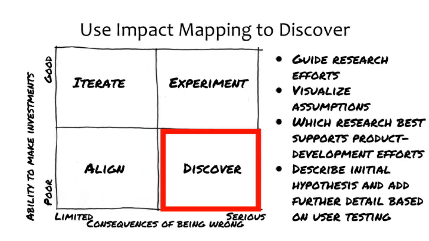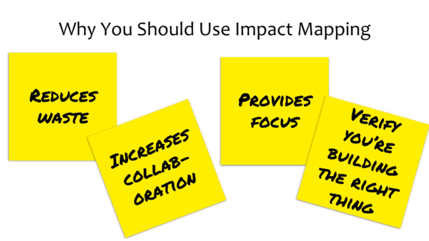Your initial impact map will describe your initial hypothesis, and you will add further details as you conduct user studies and user testing. Teams in this context will do well to focus on product discovery and validate impact for users before committing to delivery. The initial hypothesis impact map is detailed by user studies and user testing that converge towards the desired impact. Impact mapping offers several advantages.